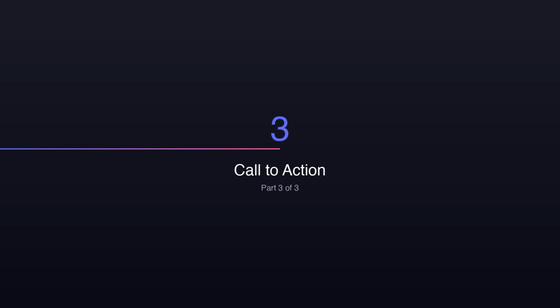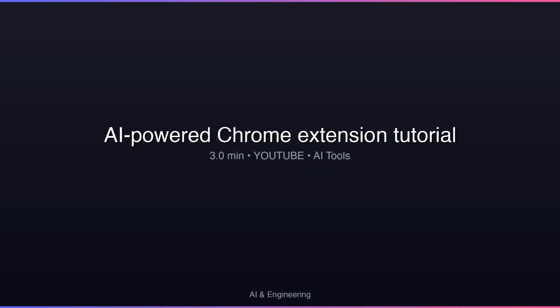Create a new folder. Inside it, you need 3 files: manifest.json, popup.html, and popup.js. That's it. 3 files and you have a Chrome extension.